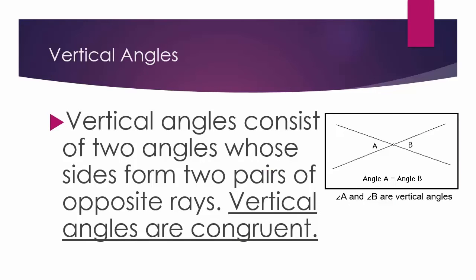First vocabulary word is vertical angles. Vertical angles consist of two angles whose sides form two pairs of opposite rays. Vertical angles are congruent. If you have two intersecting lines, then they create vertical angles, and this angle A is congruent to angle B, so the measure of angle A is equal to the measure of angle B. Again, this is because we have two intersecting lines, and we can say that angle A and angle B are vertical angles. The other angles that are congruent because of vertical angles are these two across from each other.